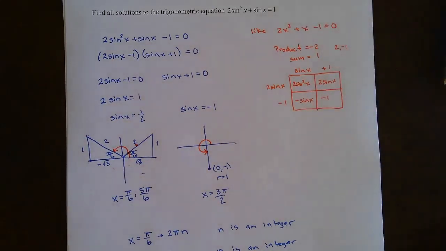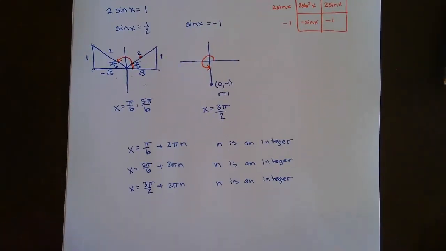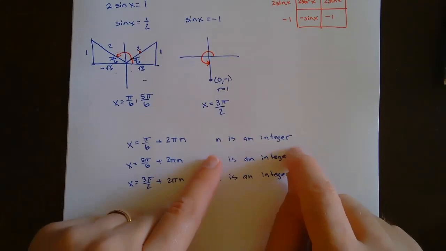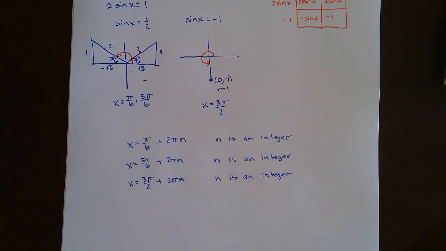Okay, and let me slide this up. I'm sorry, you guys did not see that. Okay, so x equals pi over 6 plus 2 pi n, n is an integer. X is equal to 5 pi over 6 plus 2 pi n, n is an integer. X is equal to 3 pi over 2 plus 2 pi n, n is an integer, okay? And you'd have to write those. You could just write this once and put quotes down. That'd be fine. I would know what you mean by that, okay?